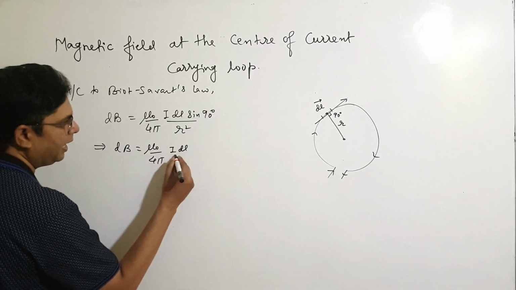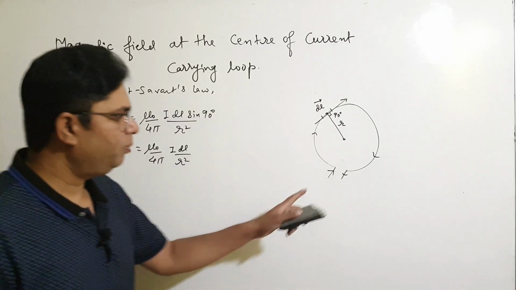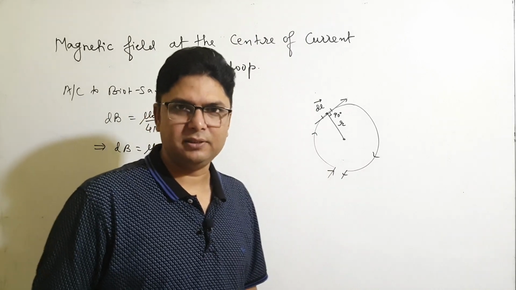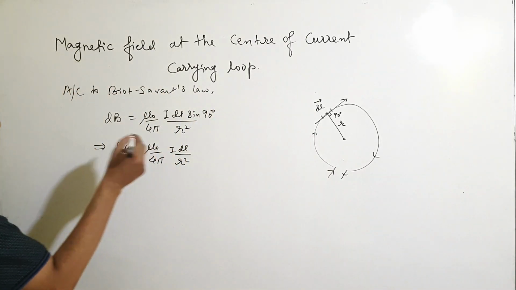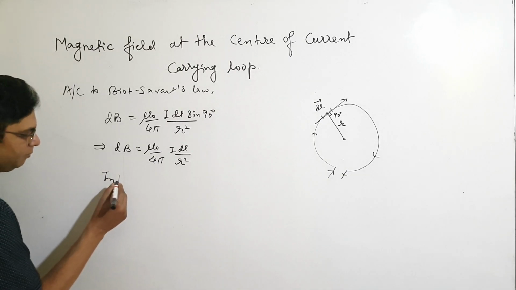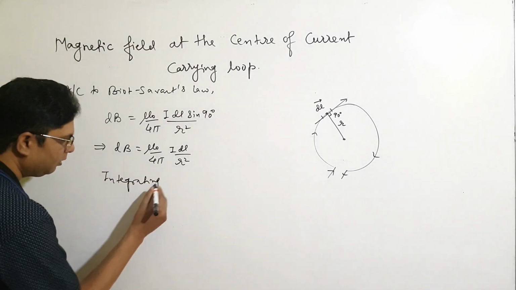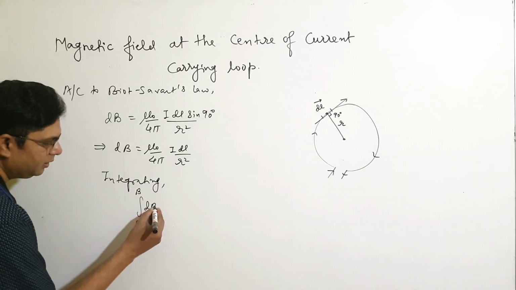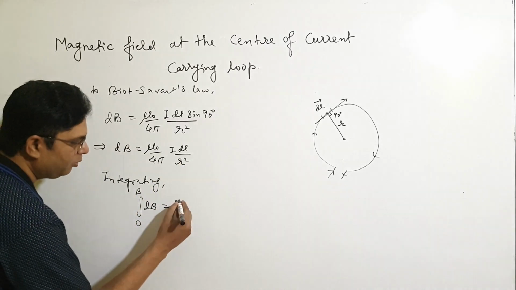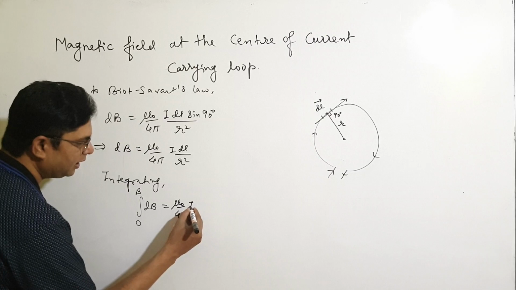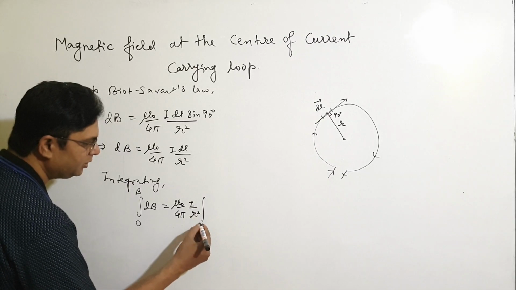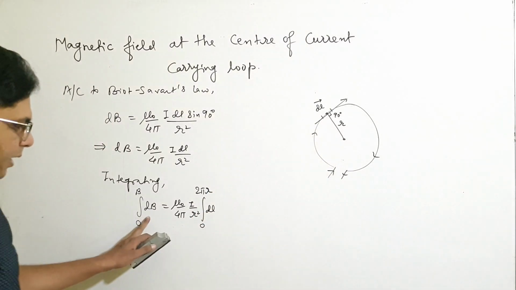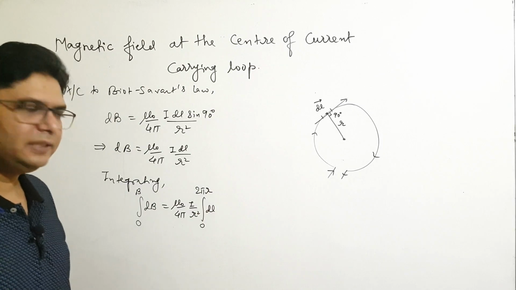The whole loop has length 2 pi r, that is the circumference. So you have to integrate it. Integrating, here we are giving the sign of integration 0 to B for the whole magnetic field dB, and on the RHS side mu naught upon 4 pi is constant, I upon r square is constant, integration 0 to 2 pi r dl. Then the integration of dB is B and the integration of dl is l.